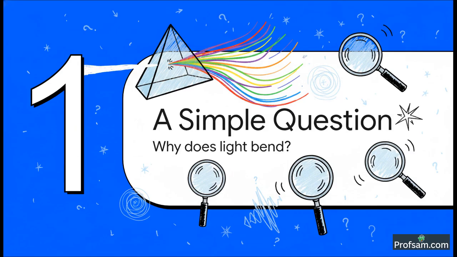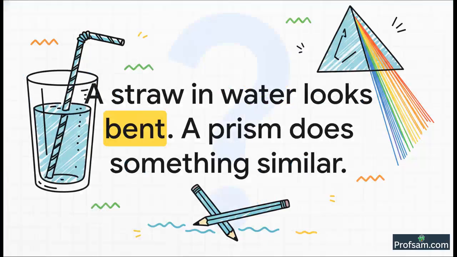Okay, so before we can even talk about a prism, we have to ask a more fundamental question. A very basic question. Why on earth does light bend at all? What's going on there? I'm sure you've seen this, right? You put a straw, or maybe a pencil, in a glass of water, and it looks like it's broken, or bent, right at the surface of the water. This everyday observation, this is the key to our entire topic. A prism is basically doing the exact same thing, just in a more controlled, structured way.